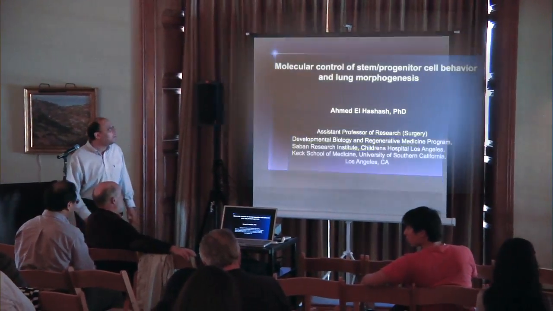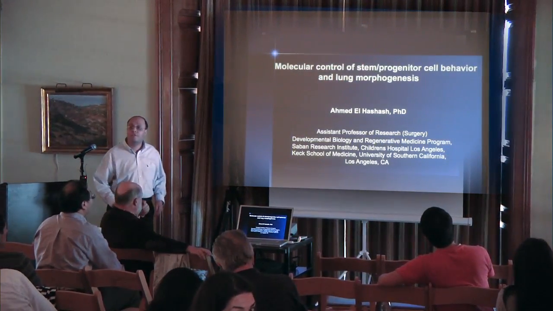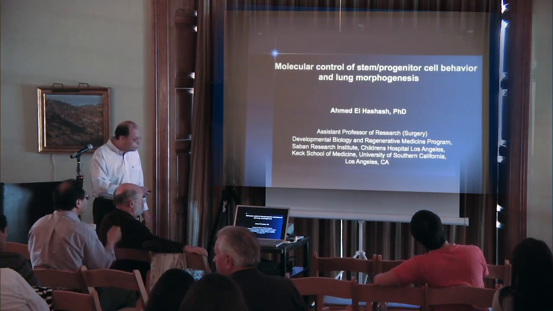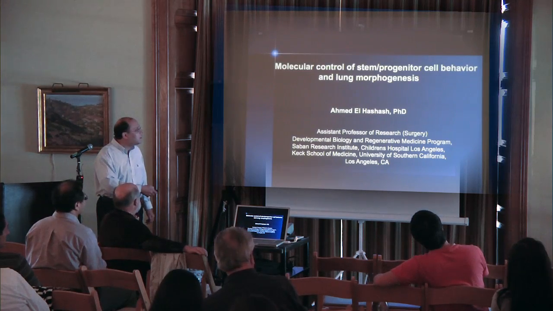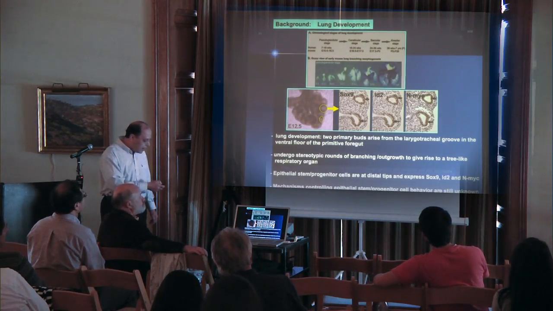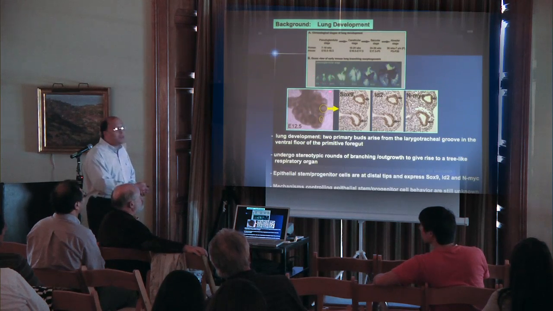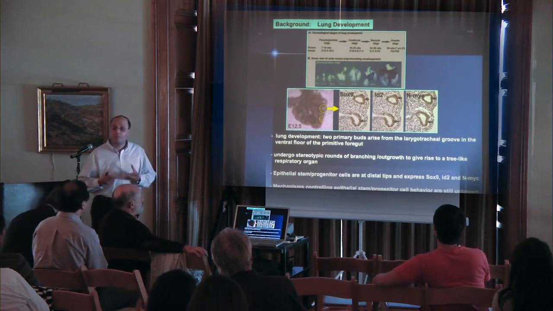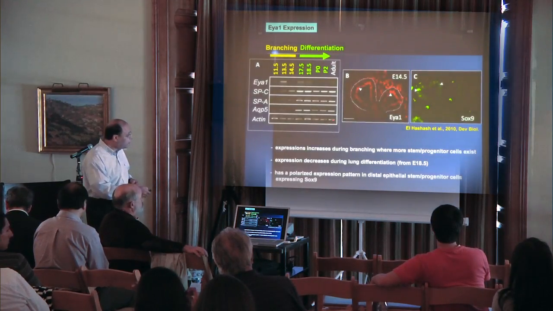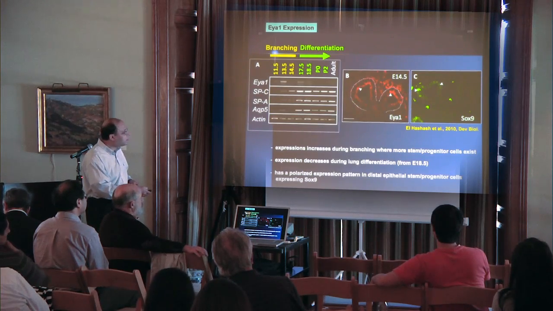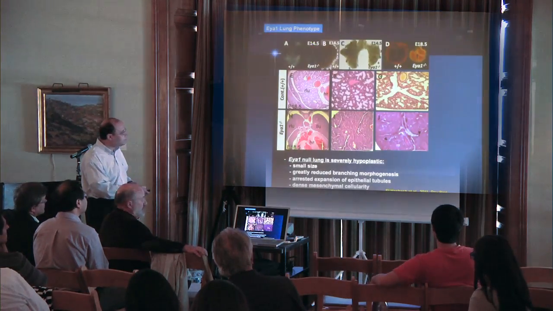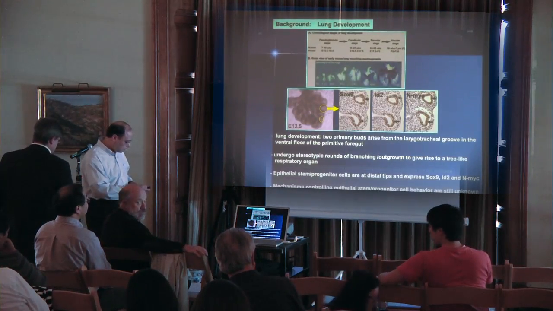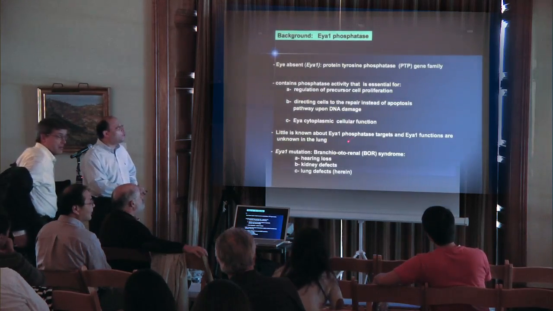So good afternoon, everybody. My talk is about the molecular control of stem or progenitor cell behavior during lung morphogenesis. Let me take some background about lung development. Lung development starts as 2 primary buds which undergo stereotypic round of growth.